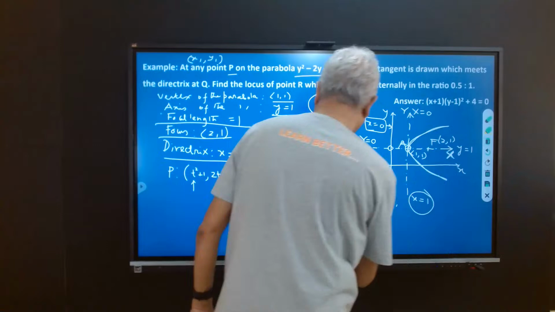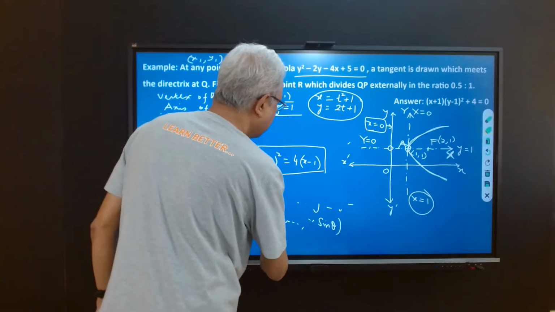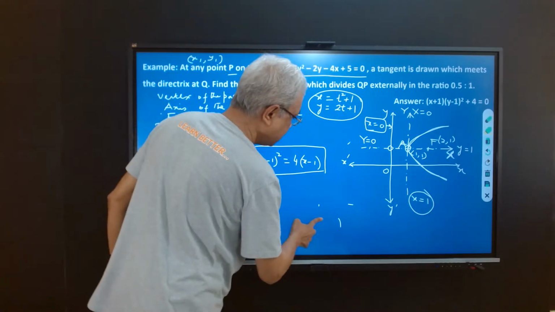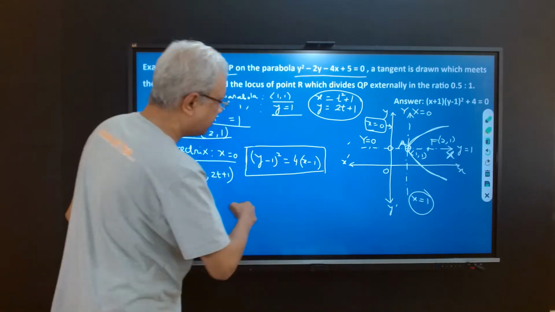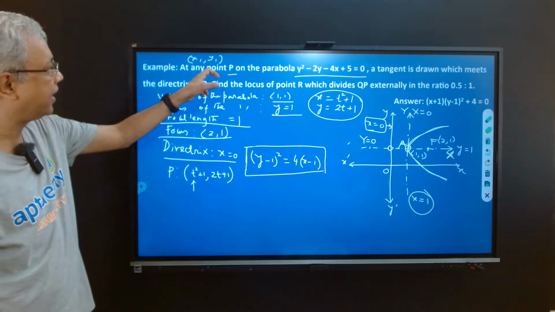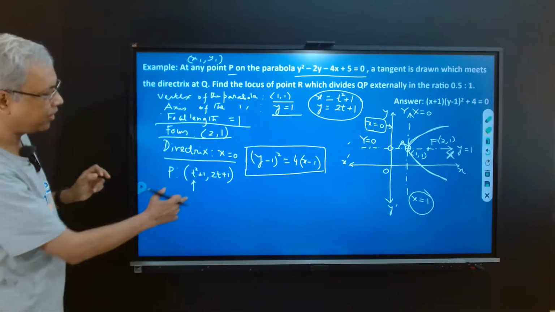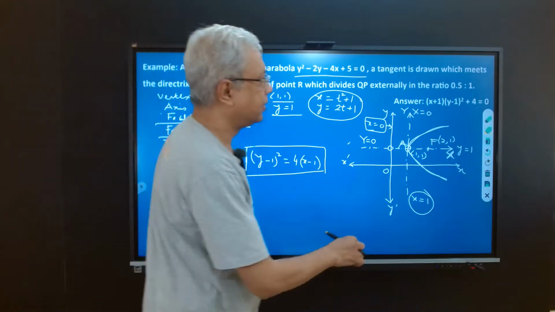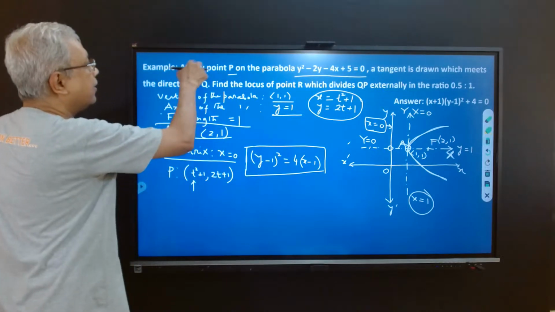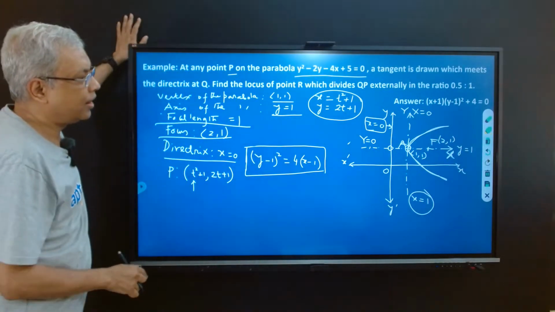So I take this point t square plus 1, 2t plus 1 as an arbitrary point on this parabola. So at any point P on the parabola, that point I take this. Up to this, any doubt? Now what we have to do?